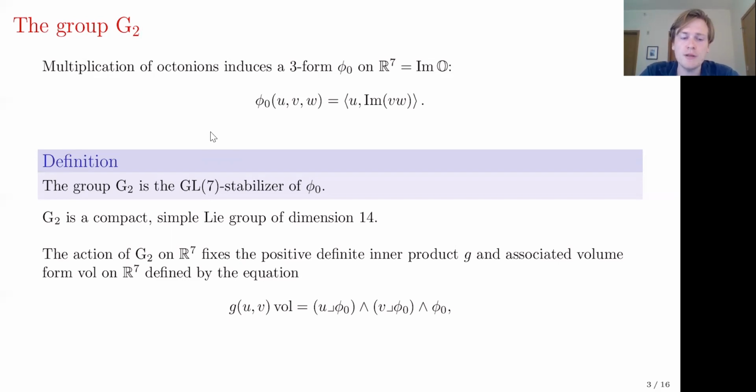And you'll find that if you assume that vol is the volume form associated to g, this really fixes the scaling involved, and you really do get 2 well-defined objects.